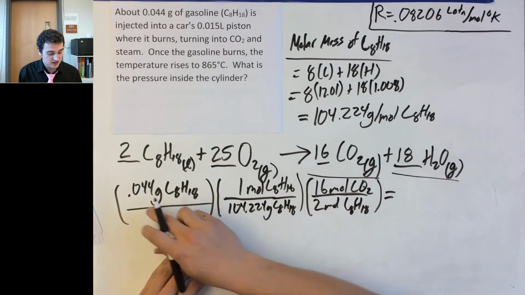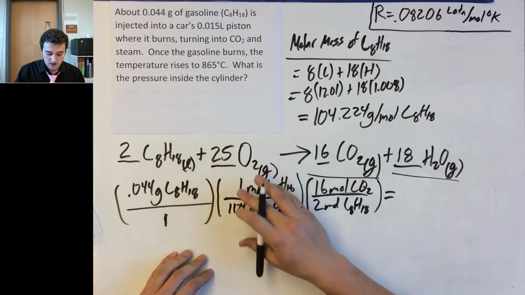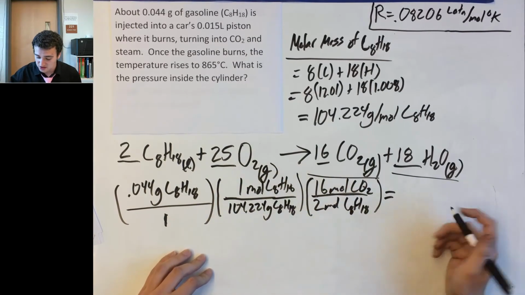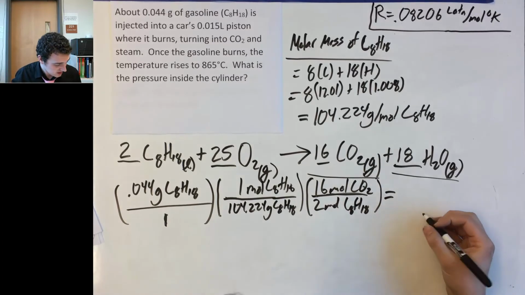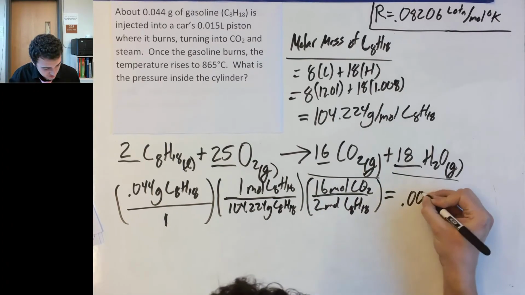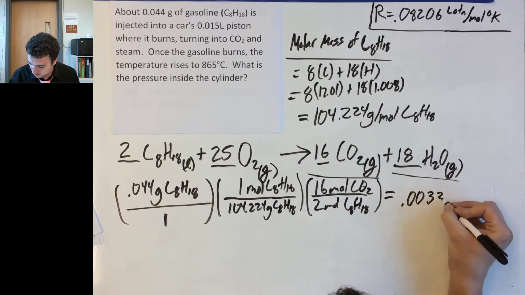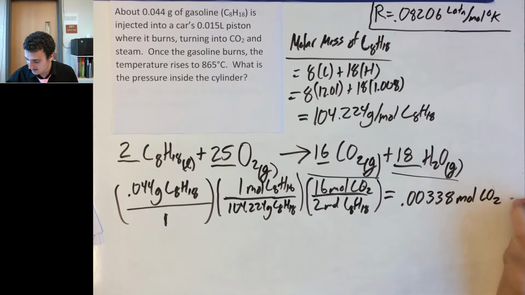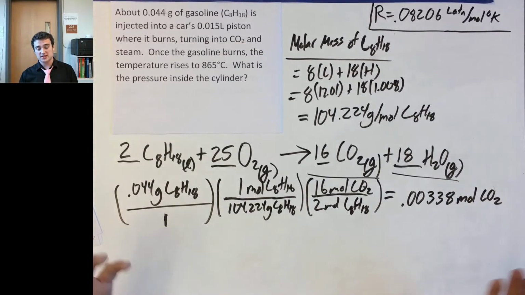And I plug this in, I do 0.044 divided by 104.224 times 16 divided by 2, and I end up getting 0.00338 moles of carbon dioxide. Now you could have done water first, that's fine. Just go ahead and check once we have them both together.